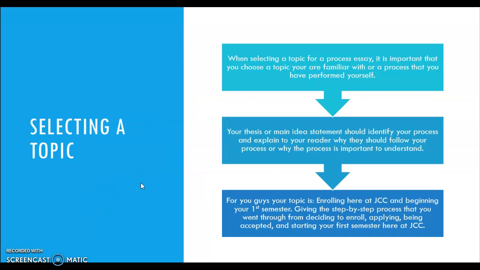All right, as you begin to think about topics, right? Now for you guys, you don't have to worry about this. But if you have to write another essay like this in the future, this is kind of how it goes. So when you're selecting a topic for a process essay, it's important that you choose a topic you're familiar with or a process that you have performed yourself. Your thesis or main idea statement should identify your process and explain to the reader why they should follow your process or why the process is important to understand.